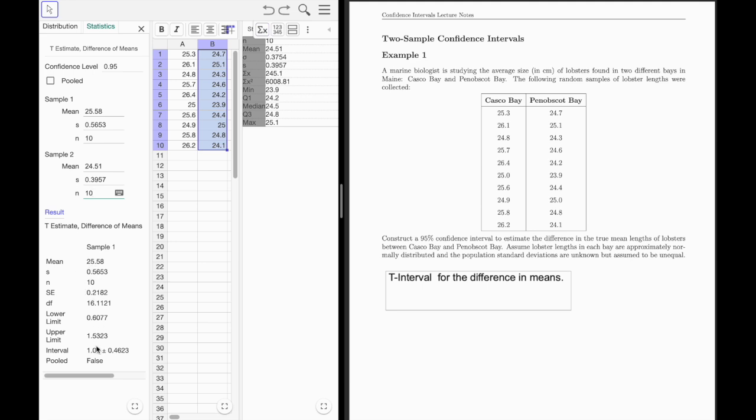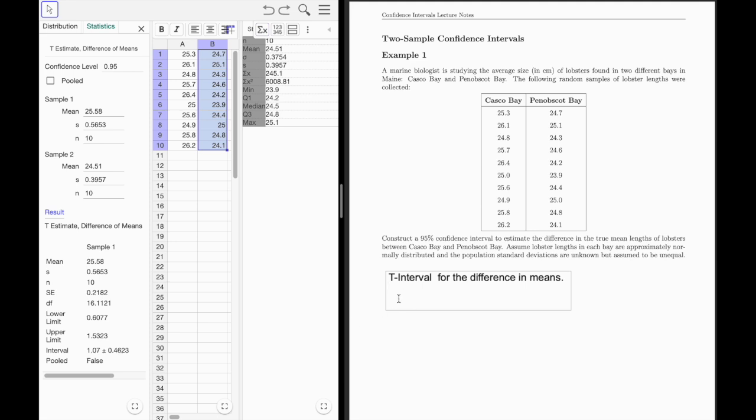When we scroll down here, we can see that our lower limit is 0.6077 and our upper limit is 1.5323. Here is our point estimate, 1.07, because I take the difference between the two means. And then here's our error. We add and subtract our error, 0.4623. So if you want to try that error formula to see if you get the right answer and practice with the formula, you can certainly check it here.